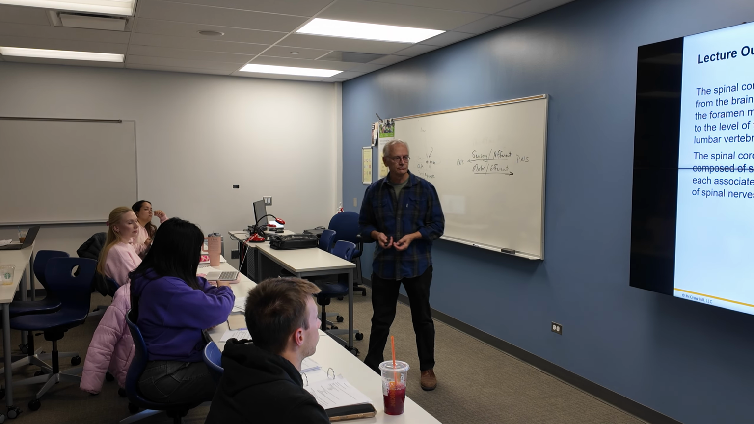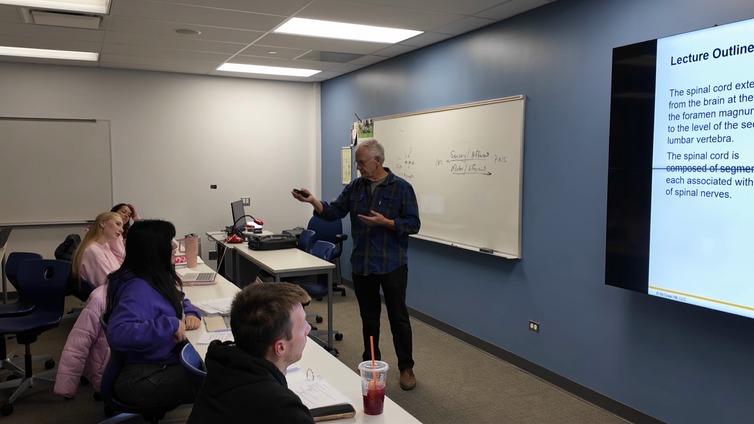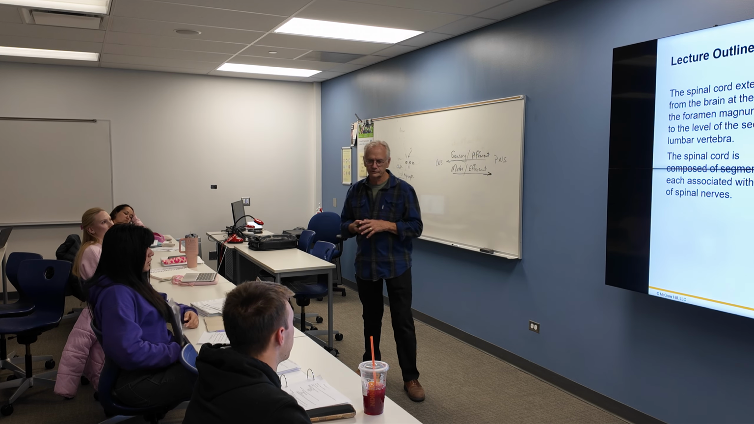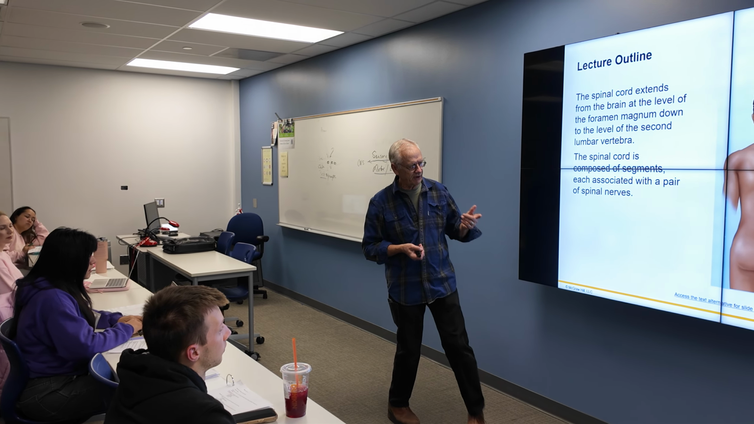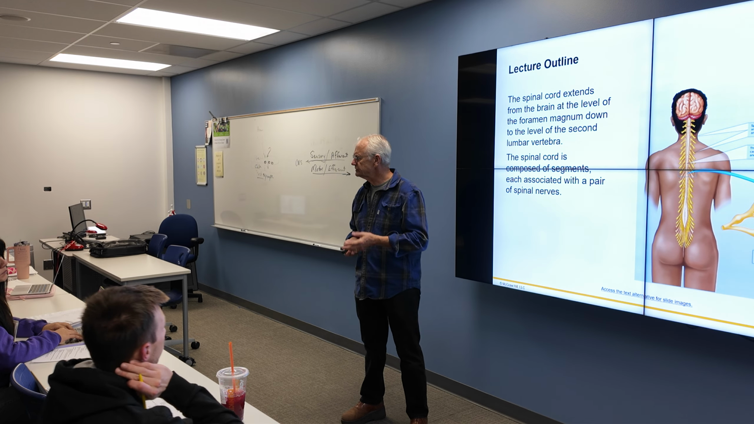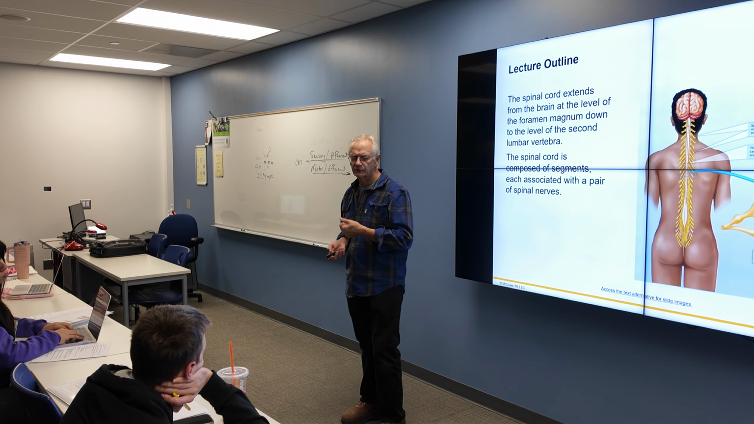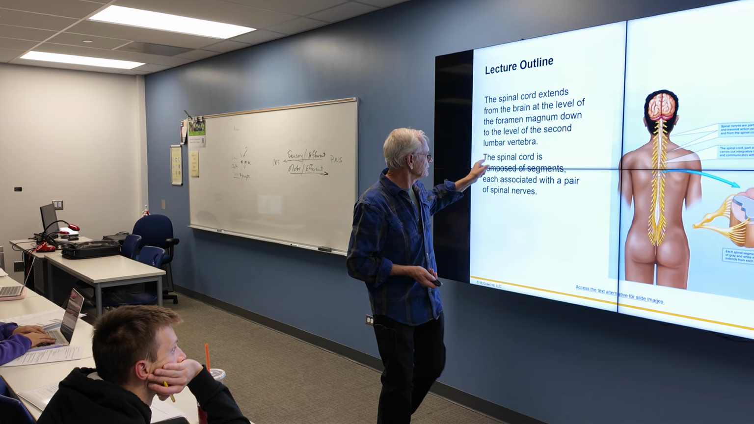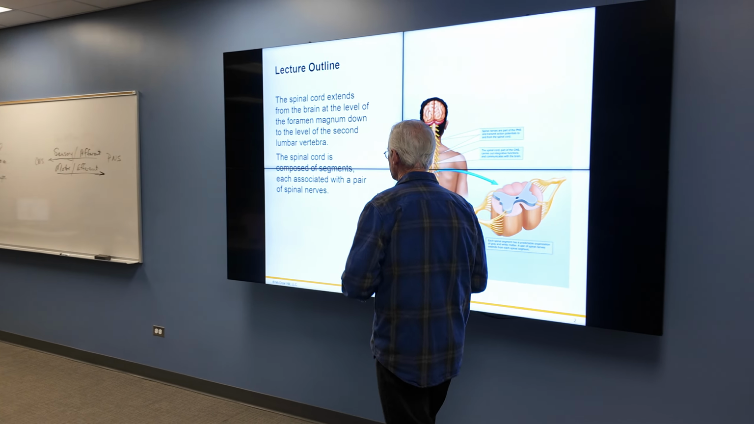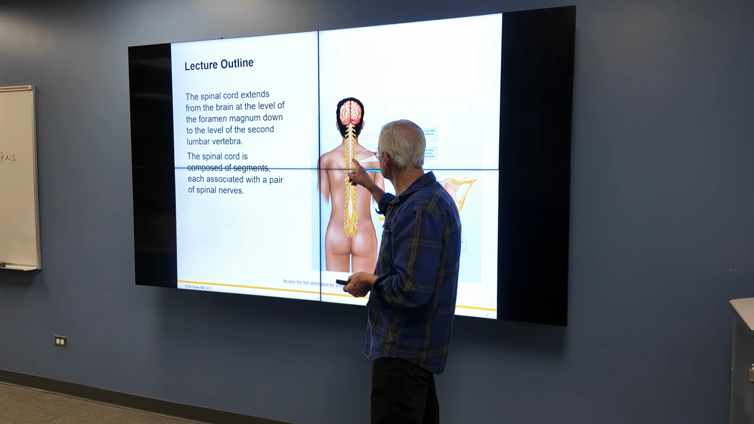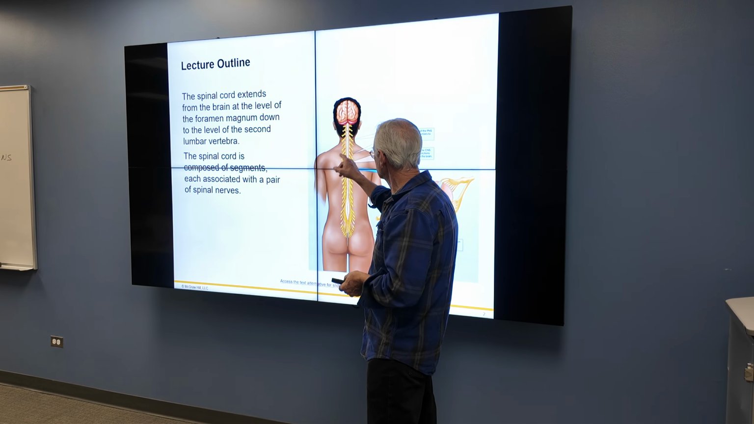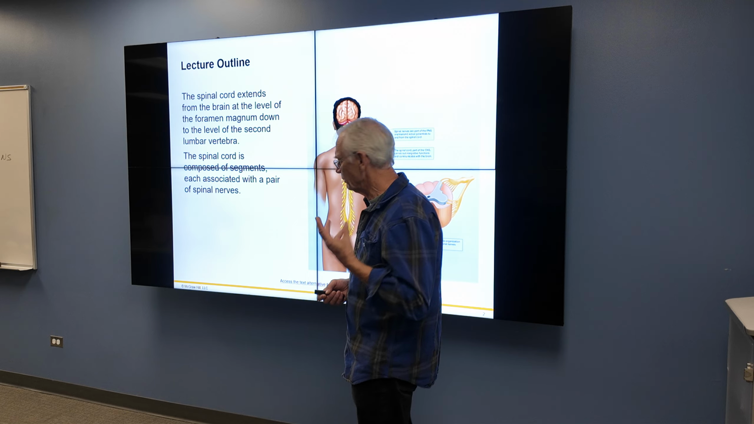We have 8 there. What about in the thoracic? 12. There's going to be one for each segment there. In the lumbar, we have 5. In the sacrum, oddly enough, we actually have 5, S1 through S5, okay? So the spinal cord is composed of segments, each associated with a pair of spinal nerves. And you see they're going from each direction off of this spinal cord.